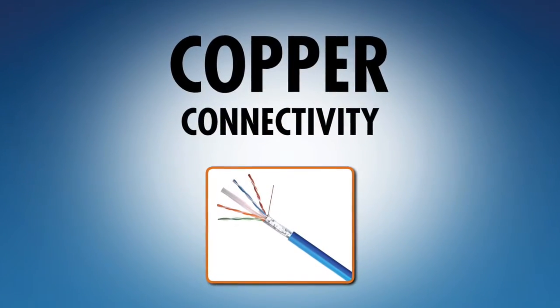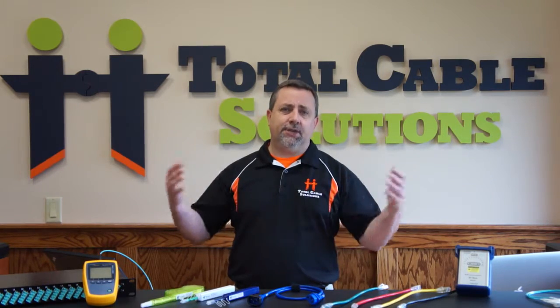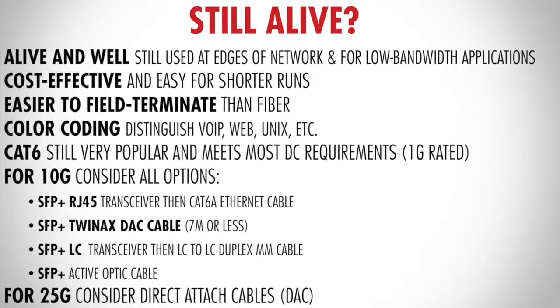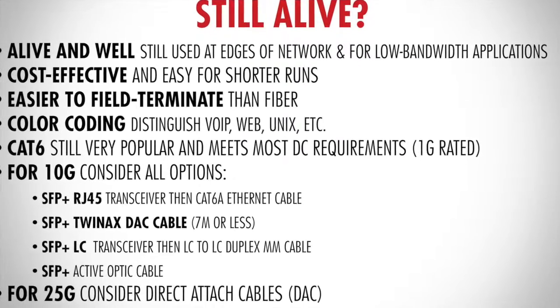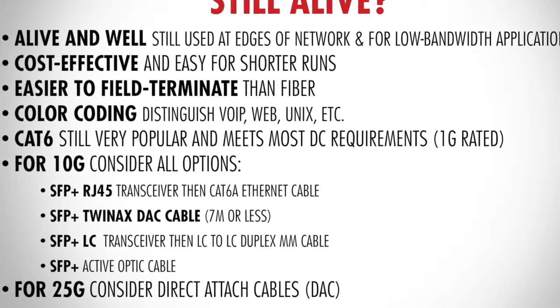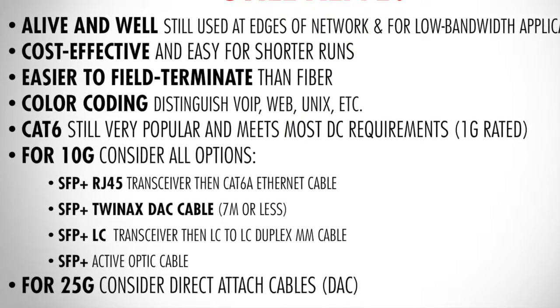Let's switch gears a little bit. Let's talk about copper connectivity in the data center. Believe it or not, copper is still very much alive. It's still very relevant for the low bandwidth connections that are at the edges of your network. It's very cost effective. There's an abundance of it already in your data center, and it's easy to field terminate as well. Just about anybody with a standard crimper and some bulk cable can terminate a Cat5e or a Cat6 in the field.